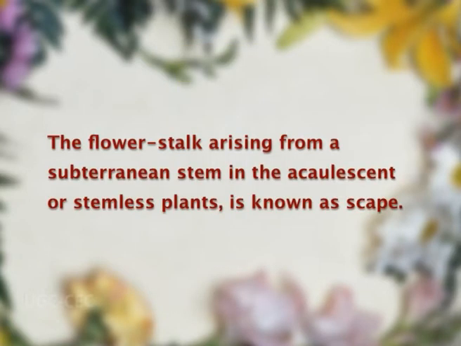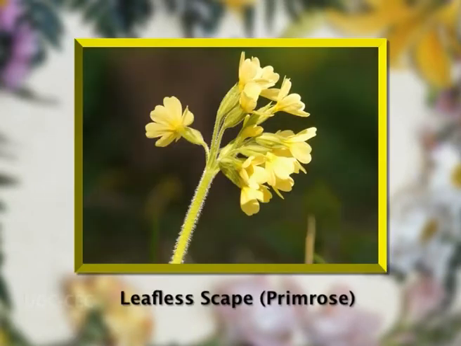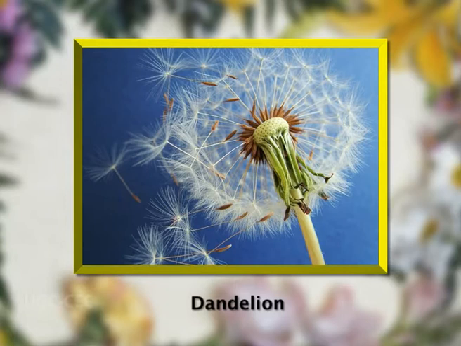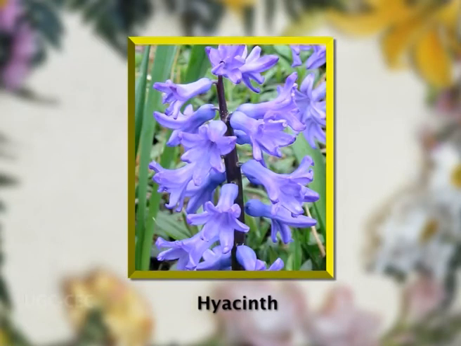The flower stalk, which arises from a subterranean stem in the acaulescent or stemless plants, is known as scape. It's either completely leafless or may bear one or several bracts. The scape may be simple or branched. The common examples of scapose plants are tulip, primrose, dandelion, hyacinth, etc.